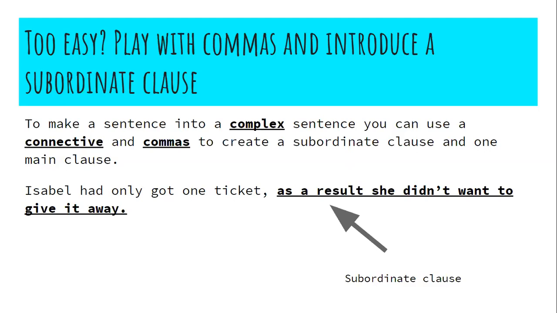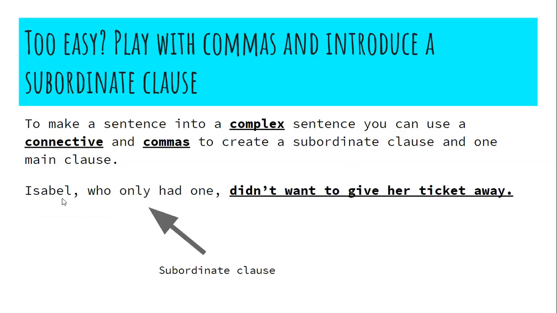It doesn't make sense on its own because it makes the reader ask the question, as a result of what? So by putting that connective in there, it becomes a subordinate clause. A little bit of the sentence that doesn't make sense on its own. It has still got a main clause. Isabel had only got 1 ticket. That bit makes sense on its own.